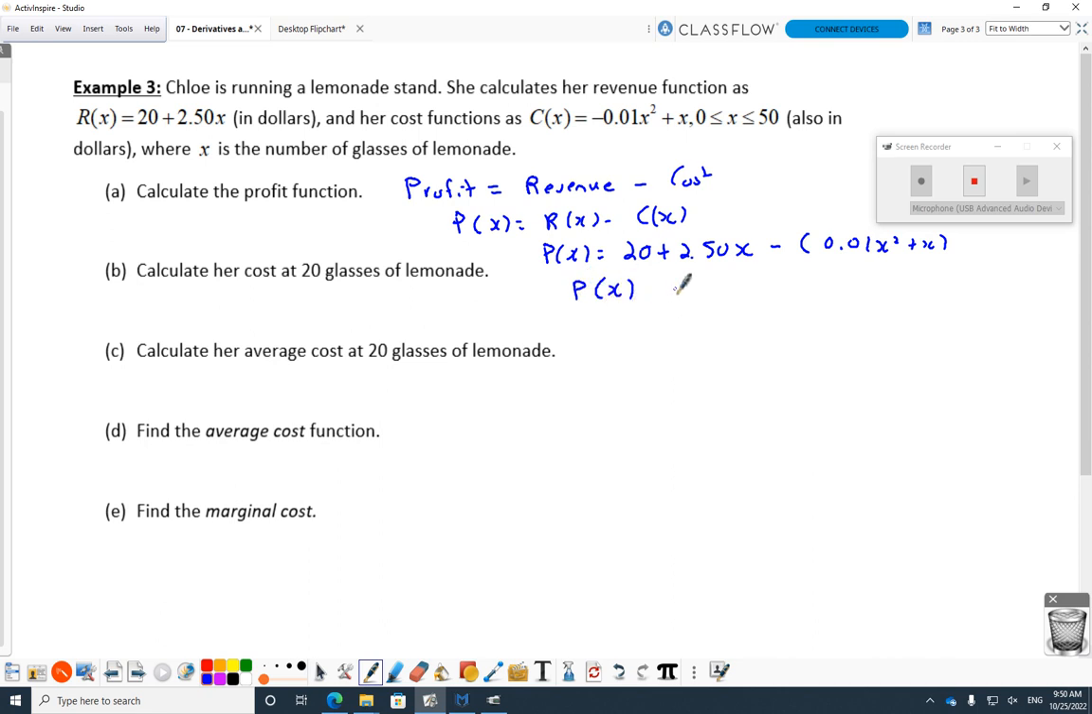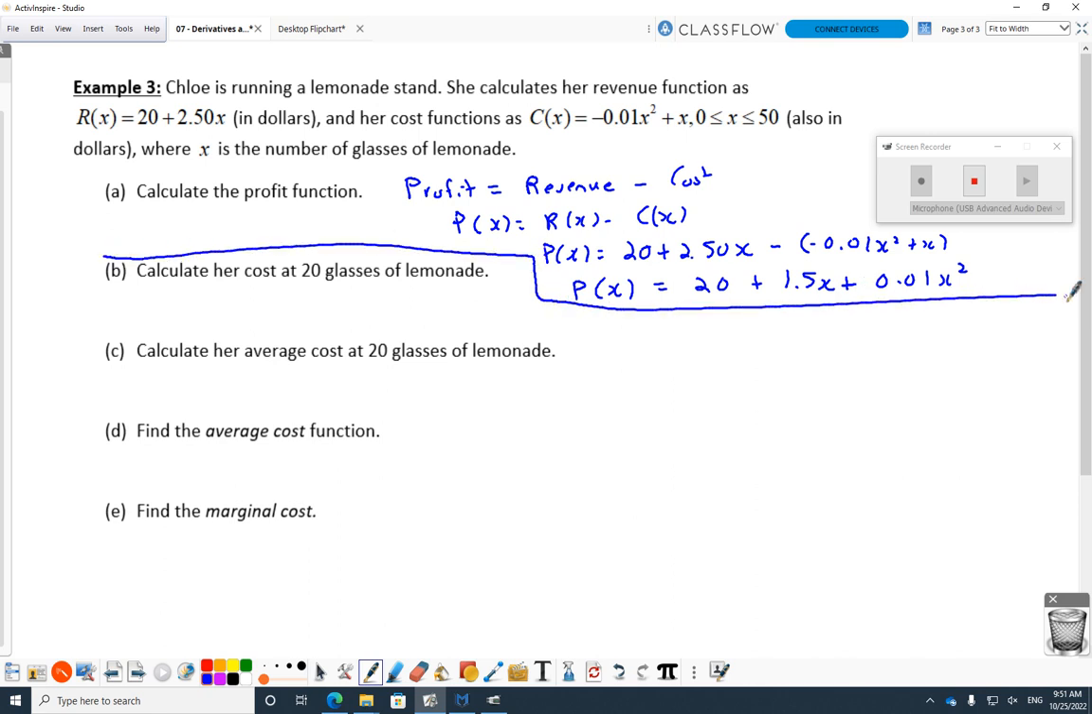So her profit function, let me just tidy this up a little bit: 20 plus 1.5X plus 0.01X squared. Let me just double check that to make sure I didn't make a mistake. 20 is the revenue. 2.50X minus an X is 1.50X. And then minus, oh no, it was minus here, wasn't it? I knew that didn't feel right. There we go. It was a minus in the brackets for the cost function, and when I subtracted that, I got a positive. Let me just segment that off so I don't get it confused with the next question.